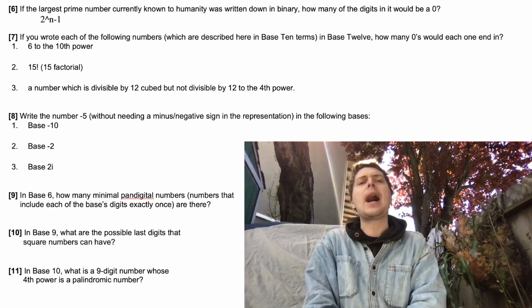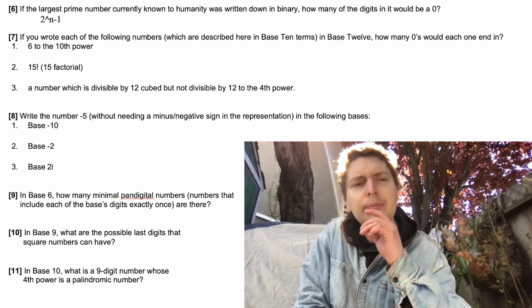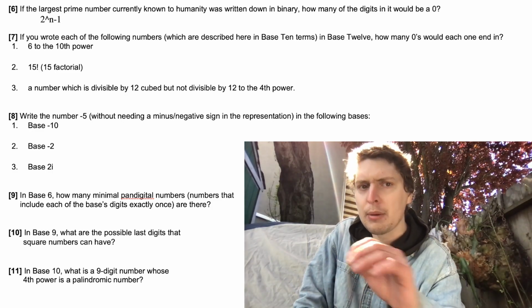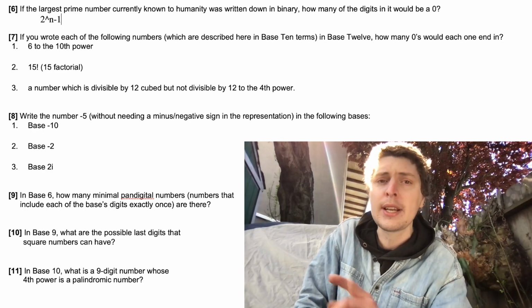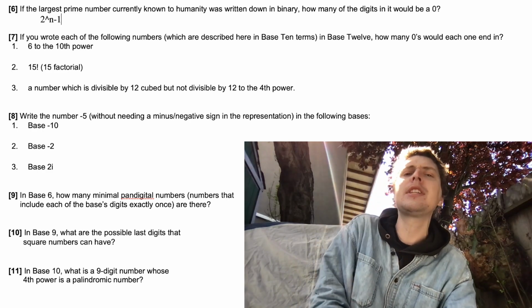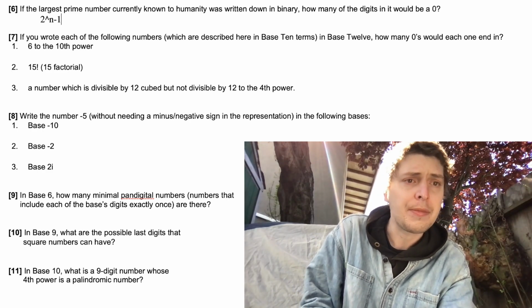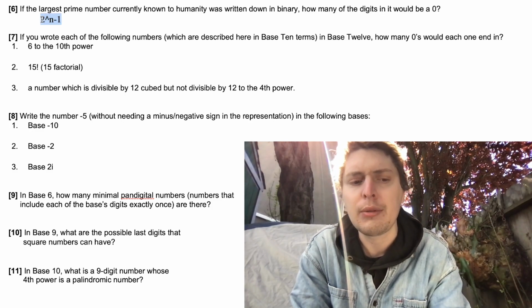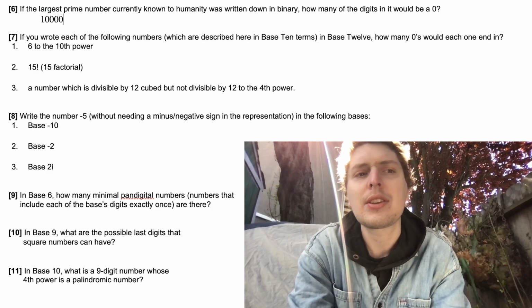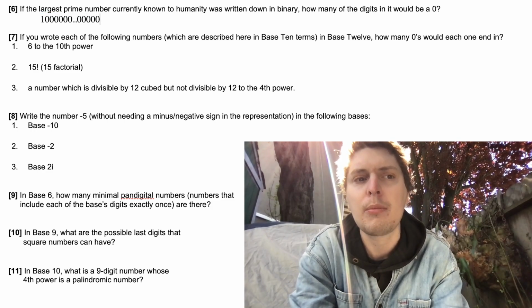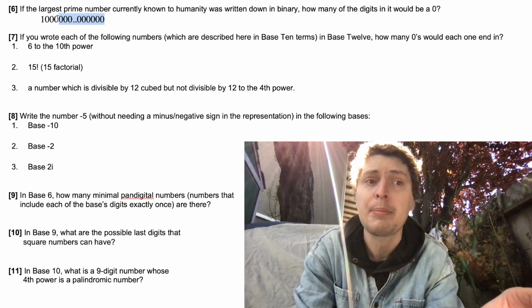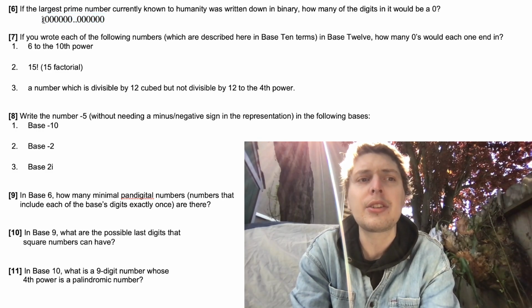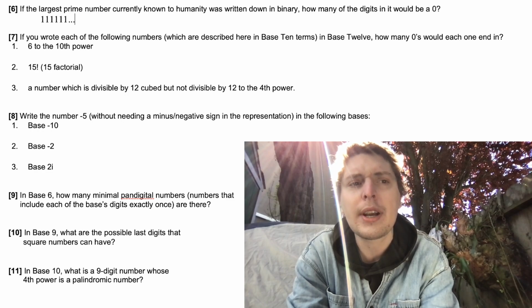What does that mean in binary? Because here we ask, if the largest prime number currently known to humanity was written down in binary, how many of the digits in it would be a 0? And a number that's 1 less than a power of 2 will be 1 less than a number of this form, 1 with a bunch of zeros. That would be a power of 2. And 1 less than that ends up being a string of ones.